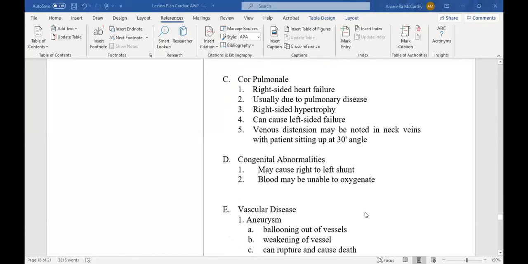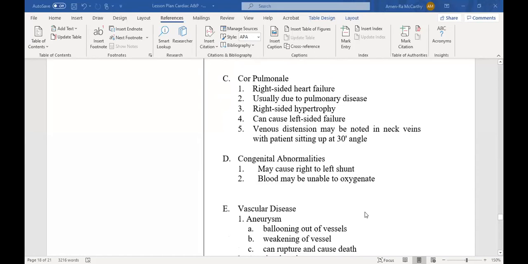Let's see here. Then we get into right side heart failure, which is called cor pulmonale. Cor pulmonale is right-sided heart failure, usually due to pulmonary disease. Remember we said the right side of the heart is the pulmonary circulation. So if I have lung disease like COPD, right, or any other lung disease, interstitial lung disease, all of the other lung diseases that you want to learn about, emphysema, one of those types of diseases can cause my body or my heart to go into right-sided heart failure.